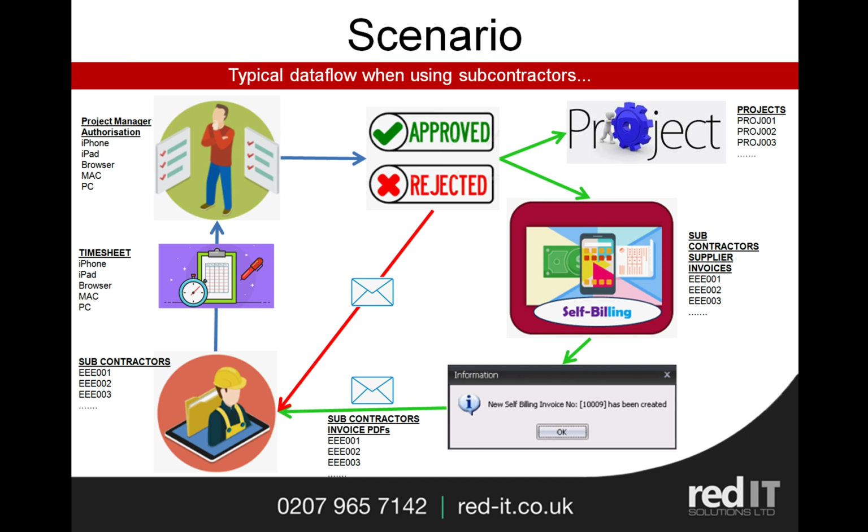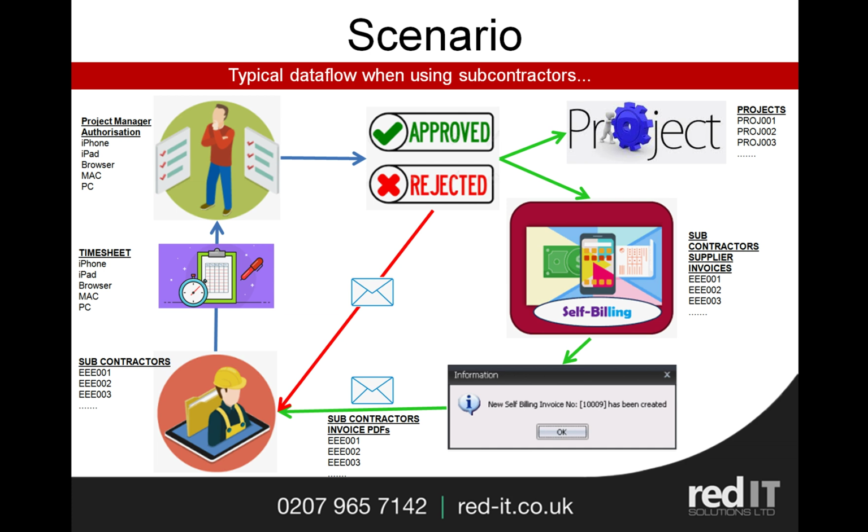Those are then reviewed by the project manager, who can also authorize them on a variety of devices, and they can then either approve or reject those timesheets. The ones that are rejected are emailed back to the subcontractor for them to resubmit or correct errors. But the ones that are approved then have to have two tasks completed. The first is the time needs to be allocated to the project, and that depends on the rate that the subcontractor has agreed with the company.